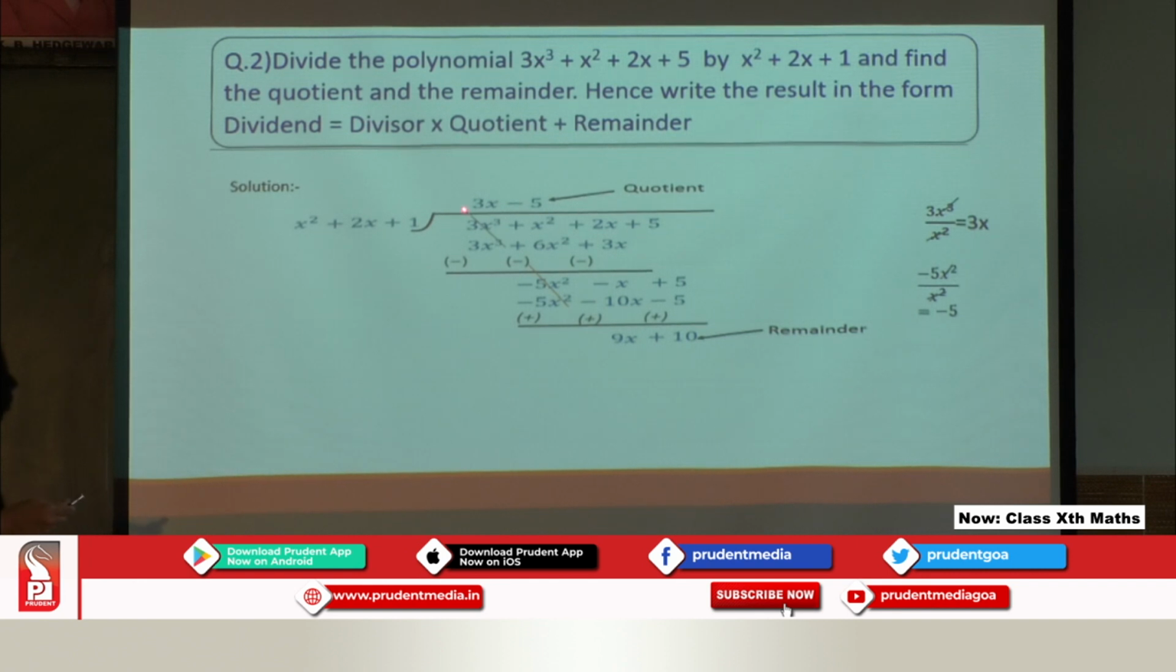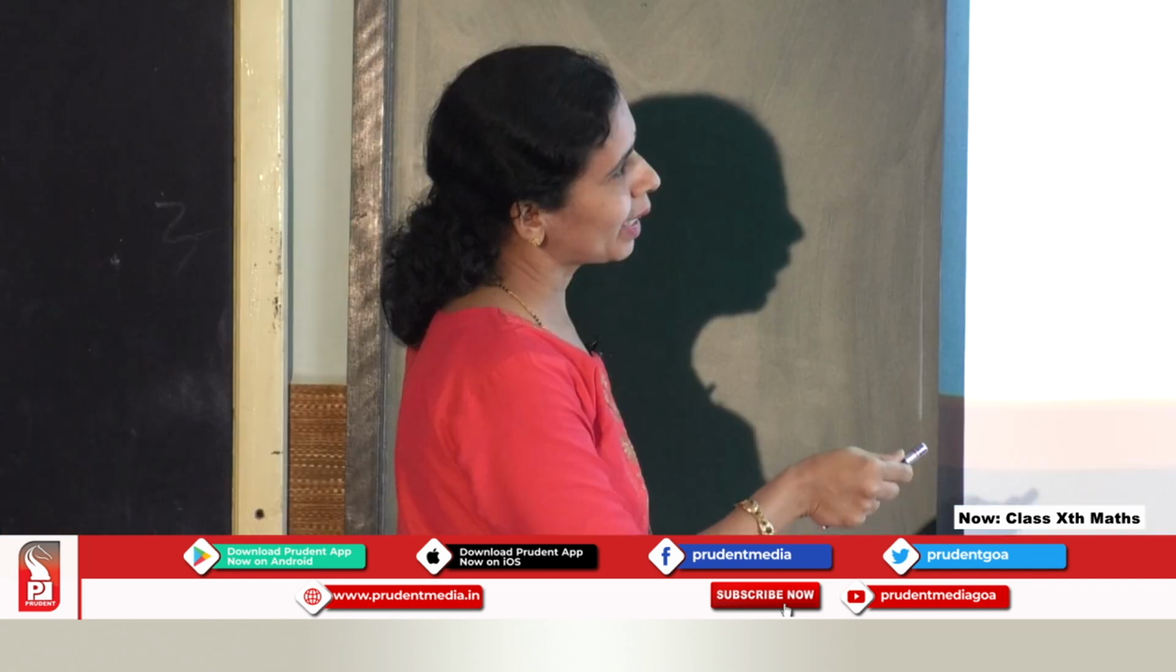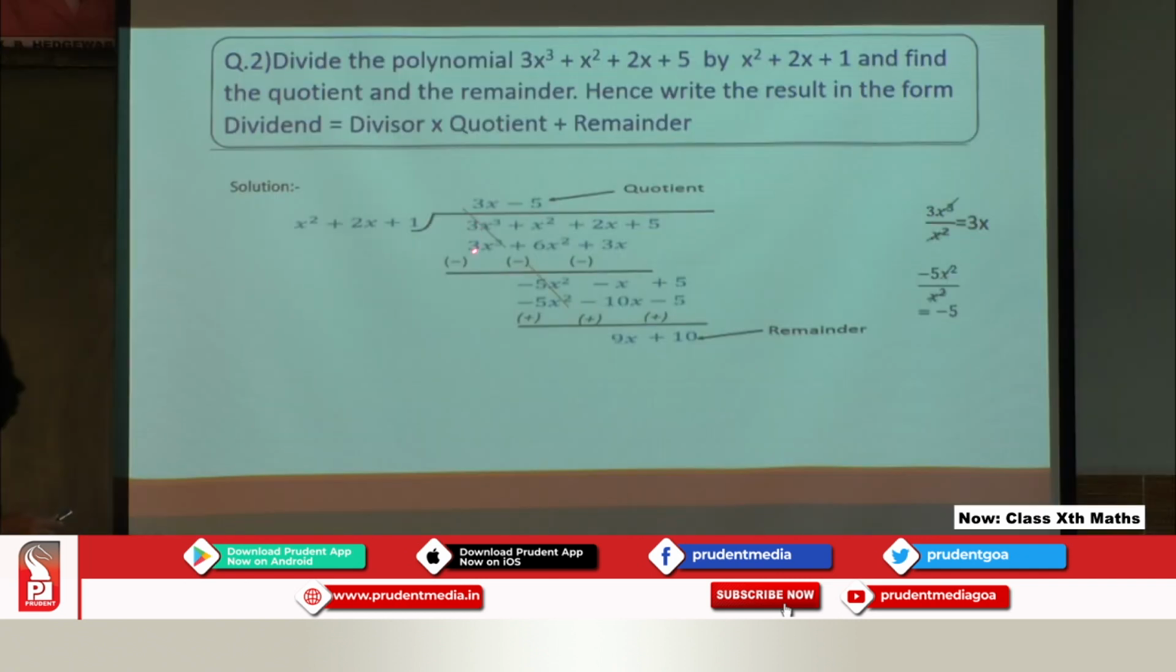Again both are positive, plus into plus, plus 3x into 2x. So 3 2s are 6x square, again plus into plus, that is plus 3 1s are 3x. Now next we should subtract this, that means we should change the sign. So positive is changed as negative, again positive is changed as negative, and positive is changed as negative. So the first term, positive 3x cube and negative 3x cube cancelled, 0 is the answer.